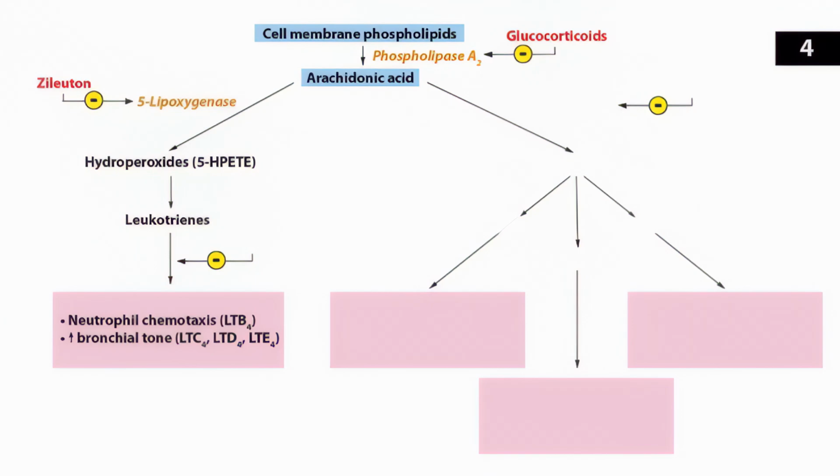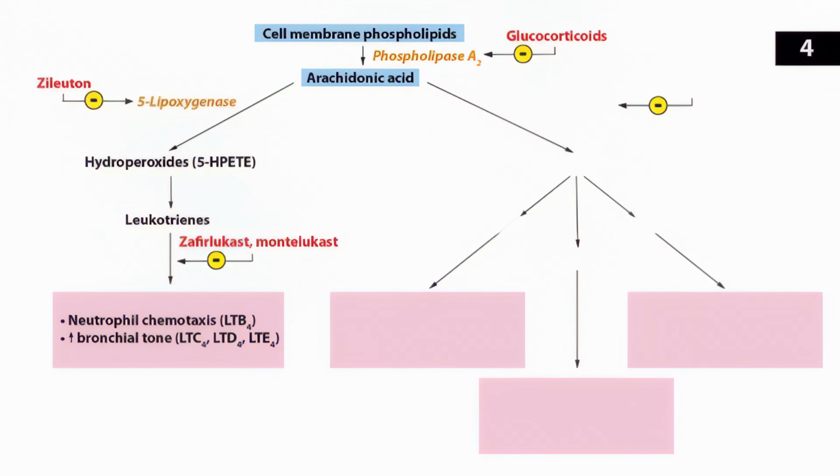Then letter I is two more drugs, zafirlukast and montelukast. They both have Lu in the name because they block leukotriene receptors. And again, they interrupt that increased bronchial tone. So these are useful in the treatment of asthma. So zileuton inhibits the formation of leukotrienes, and zafirlukast and montelukast block the leukotriene receptors.